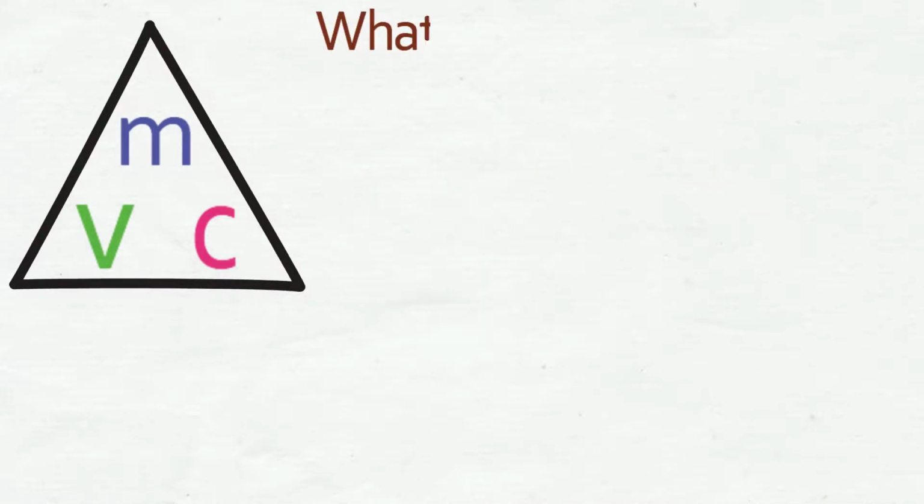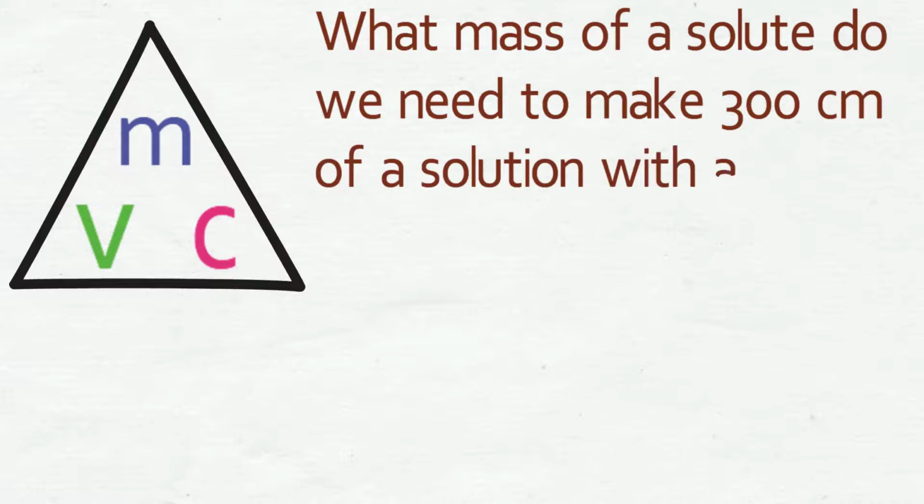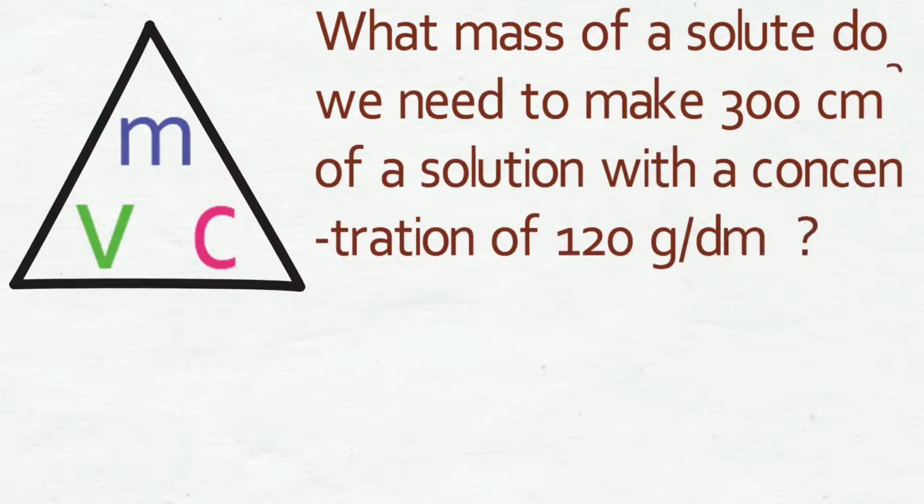For example, what mass of a solute do we need to make 300 centimeters cubed of a solution with a concentration of 120 grams per decimeter cubed? The first step to answering this question is to work out how much of the solute we need. Here is the formula triangle from earlier. Pause the video now and have a go at working out what the mass is.